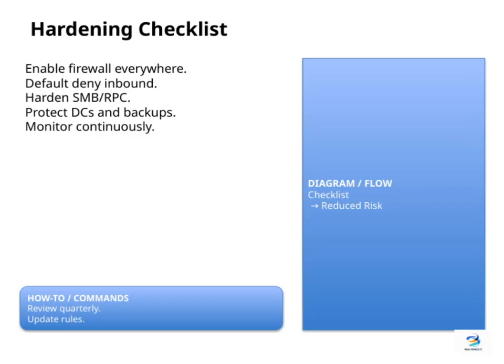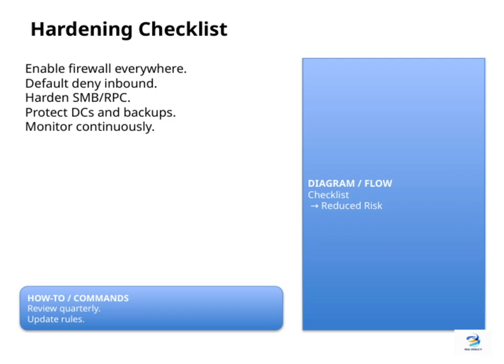Let's take a closer look at the checklist for reducing risk. Following these steps is crucial to strengthening our security posture. First, it's important to review these measures quarterly to ensure we're up to date with any new threats or vulnerabilities. Next, updating rules regularly helps adapt our defenses to evolving attack methods. Enabling the firewall everywhere is a fundamental step. It's our frontline barrier against unauthorized access.